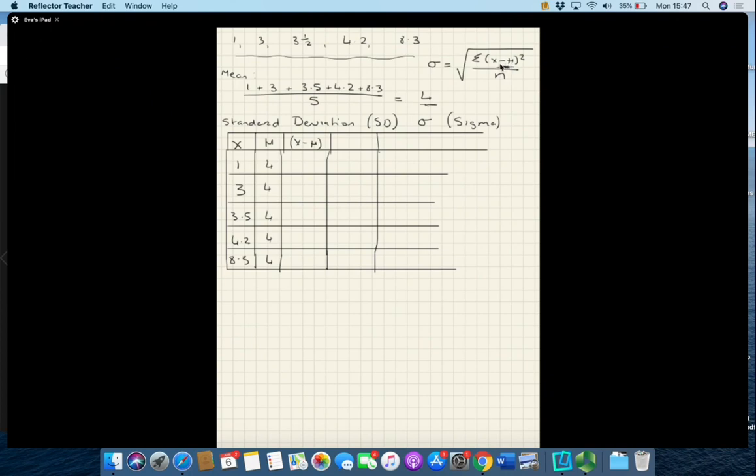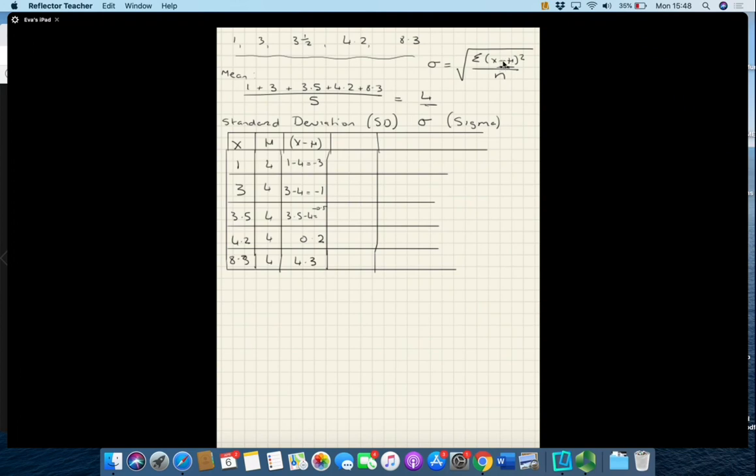So it's all of the x values, so it's 1 minus 4 to give me minus 3. This one is 3 minus 4 to give me minus 1. It's 3.5 minus 4 to give me minus 0.5. This one will be 0.2, and this one is 8.3 minus 4, which is 4.3. Okay, the x minus mu.